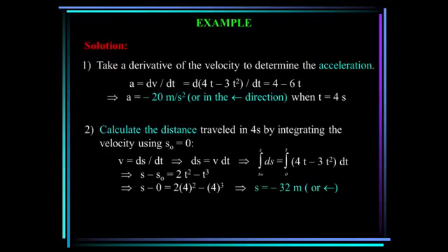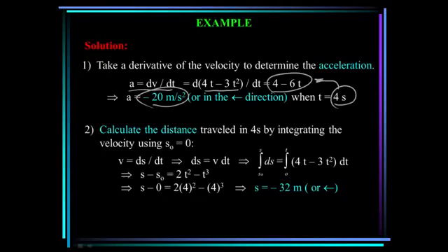So let's do that. Let's take the derivative of the velocity to determine the acceleration. a is equal to dv/dt. So we want the derivative of the velocity, which is 4 minus 6t. When t is 4 seconds, we plug 4 into this equation. We get 4 minus 24, or minus 20 meters per second squared. The negative sign indicates it's in the negative direction, or towards the left.